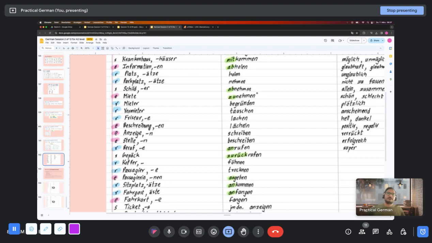Tauschen. It's a bit difficult for me. To exchange. Yeah, should be. Lachen. Lachen is smile, I think. No, laughing. Lachen is laugh. Next one. Lächeln. This one is smile. How do you pronounce it? Lächeln. Okay, yeah, that is smile.